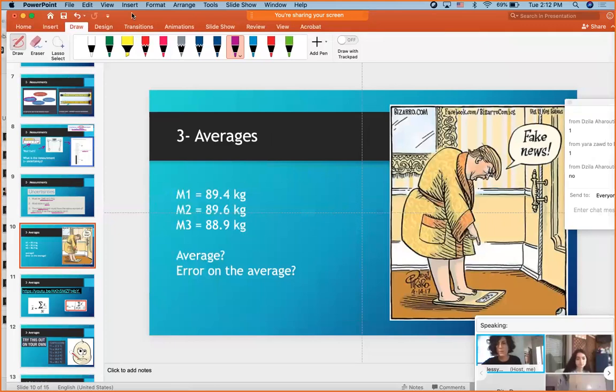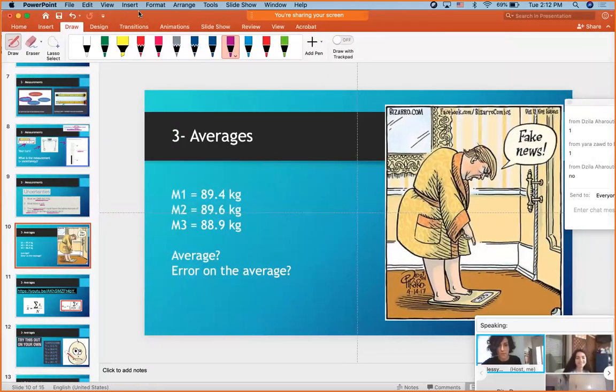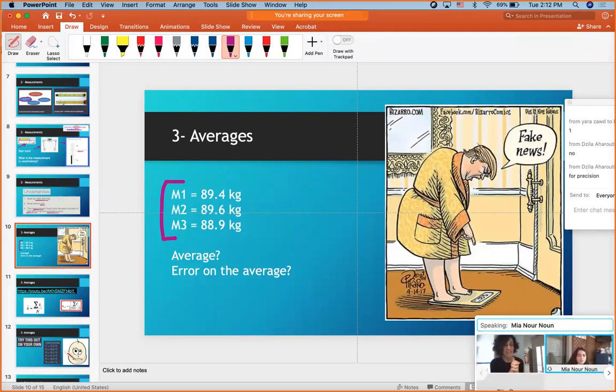Averages. Probably ask Mia to stay with me. Mia, this guy measured his mass many times. Question number 1, why do you believe he actually needs to measure the mass many times? Why 3 trials? In order to increase accuracy. All right, accuracy or precision, what's the difference? Accuracy is when the number you get is really close to the true number. Precision is when the values are close to each other.